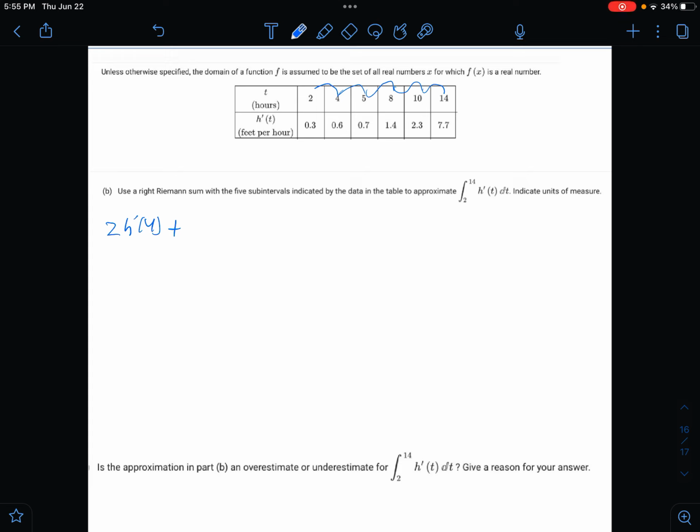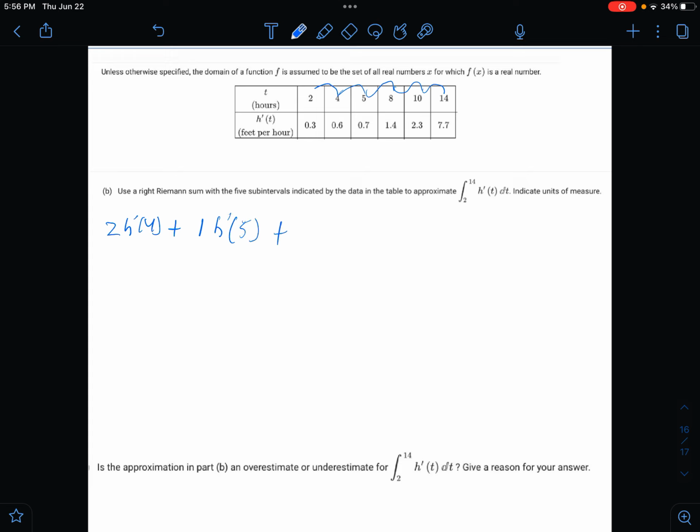Then we add the next interval, which is between 4 and 5. In between this interval, the difference between 5 minus 4 is 1. So we put a 1 as the coefficient. And then we multiply that by the h prime of t value of the rightmost part of the interval. So between 4 and 5, the rightmost would be 5. Think of it like a number line. 5 is more right than 4. So we'd only focus in this case on the value for 5. So let's write down 1 times h prime of 5.